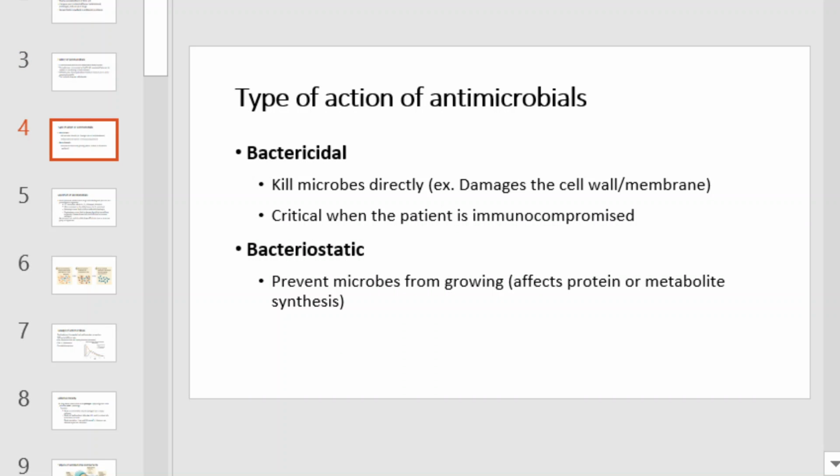Antimicrobials may exhibit bactericidal or bacteriostatic actions on the microbes they're used against. Bactericidal actions kill the microbes directly. Bacteriostatic actions simply prevent the microbes from growing. Microbes treated with antimicrobials that create bacteriostasis can still complete their life cycle.